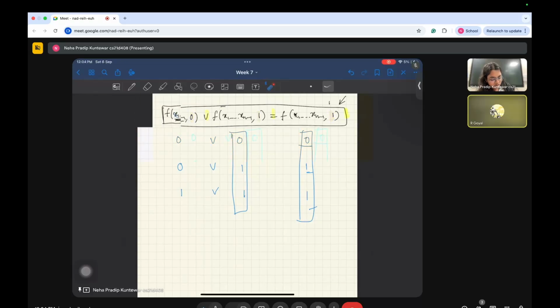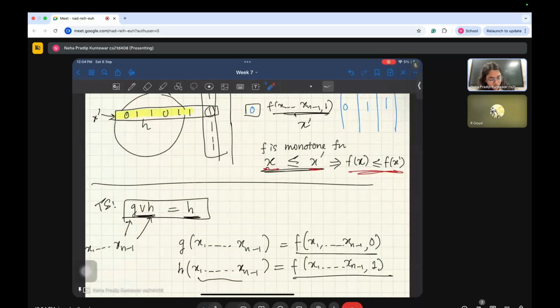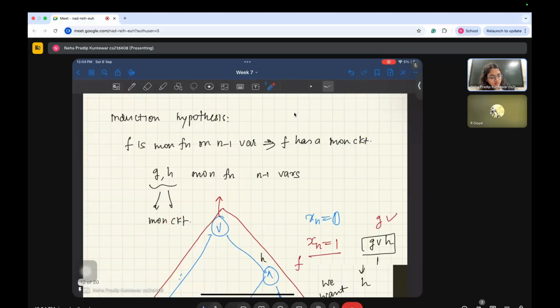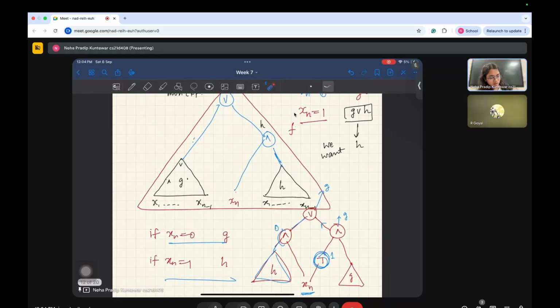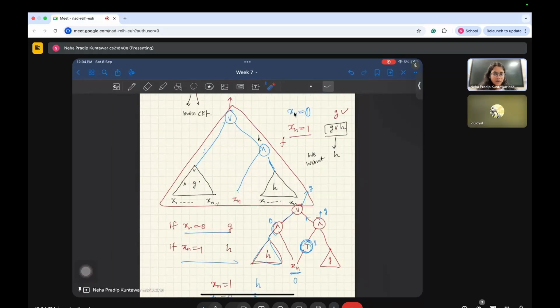Okay, so that's why our claim that we wanted to show, that G or H is nothing but H, is true. Therefore, this circuit will work for us even when xn is 1 and it is computing G or H, it is still fine because that is the same as H. This happened because F was monotone. If it were not, then the same argument falls apart.